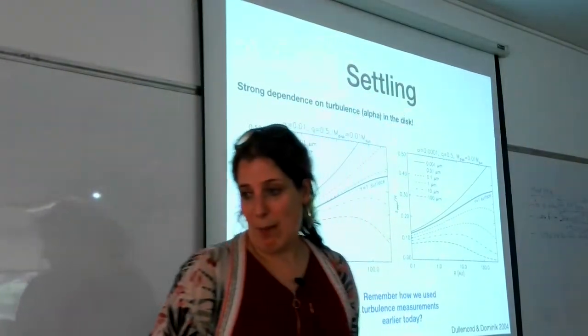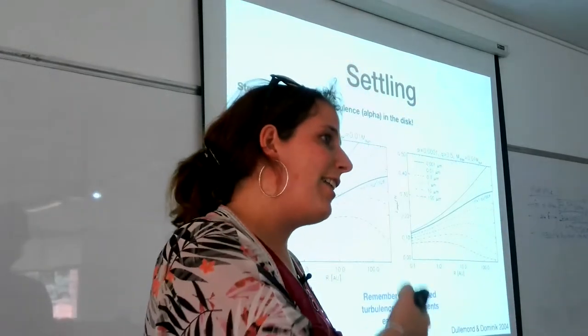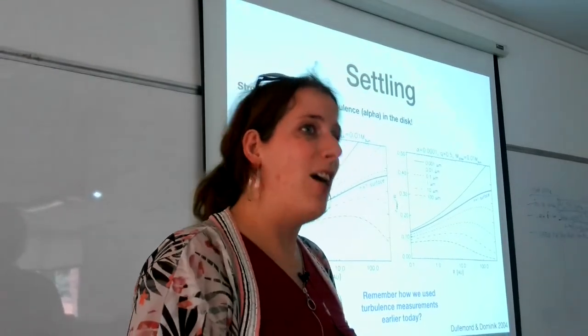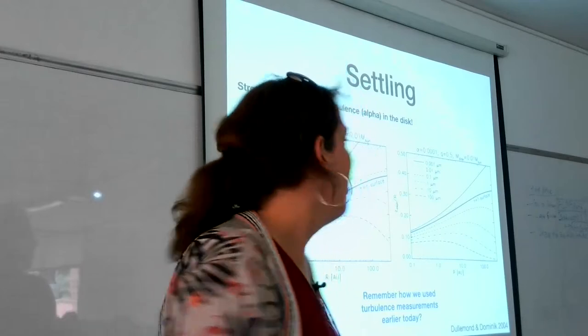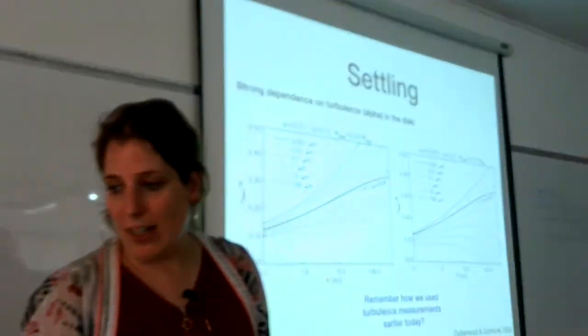And so you may remember that earlier today we actually used settling as a way to say that the alpha turbulence has to be really low. That's based on this mechanism.